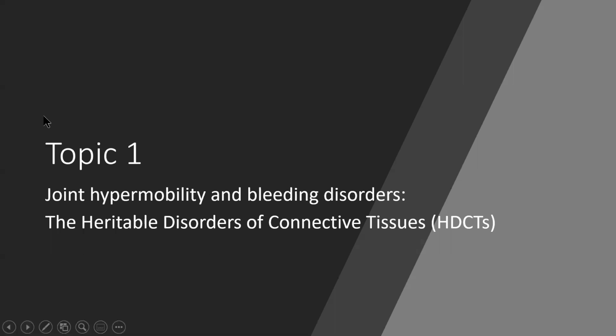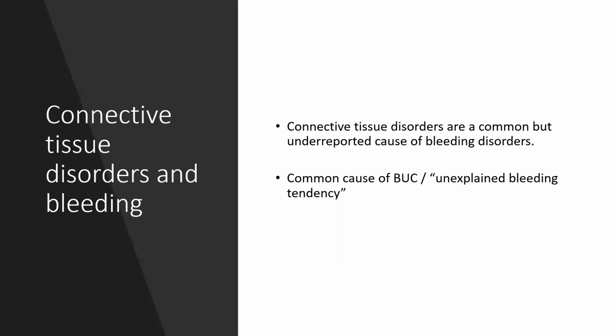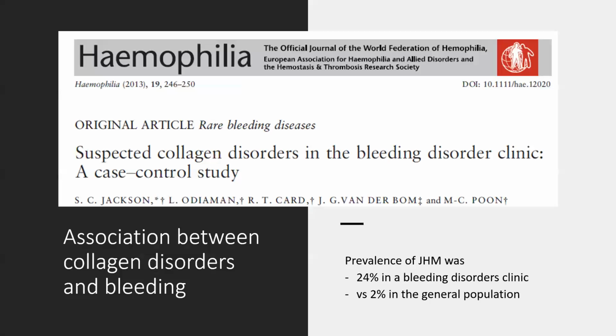Right, okay, so the first topic is joint hypermobility and bleeding disorders, the heritable disorders of connective tissues. Connective tissue disorders are common, but it's an underreported cause of bleeding. And it's actually a common cause of bleeding of unknown cause or unexplained bleeding tendency.